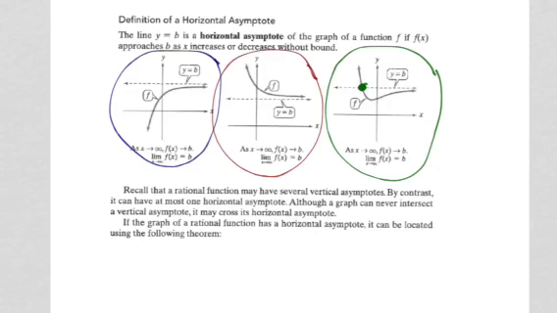Now, with vertical asymptotes, that cannot happen. Never happens. But with a horizontal asymptote, it can, and it's the only thing that separates the two in the way that they work. The little paragraph at the bottom talks about that you can have several vertical asymptotes, but only one horizontal asymptote. And a graph can never intercept a vertical asymptote, but it may cross a horizontal one. So a couple of small differences between them, but for the most part, they work the same way. All right, now let's talk about how to find them.